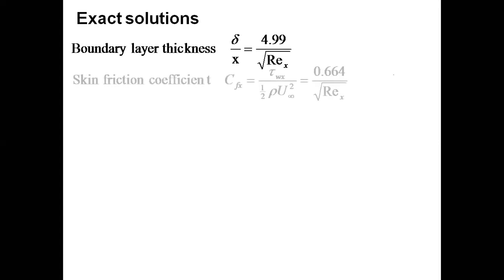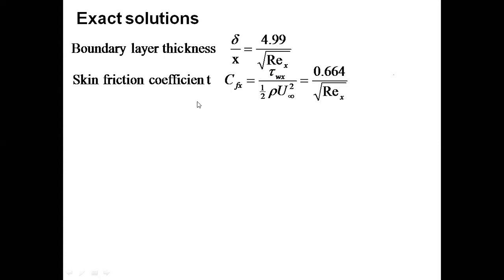If you solve, we get the equation for the hydrodynamic boundary layer thickness, delta, which is a function of x. The delta value changes with x. That equation is delta by x, where delta is the thickness of the boundary layer and x is the distance from the leading edge, and it is roughly equal to 5 divided by the square root of the Reynolds number at that distance x, Rex.